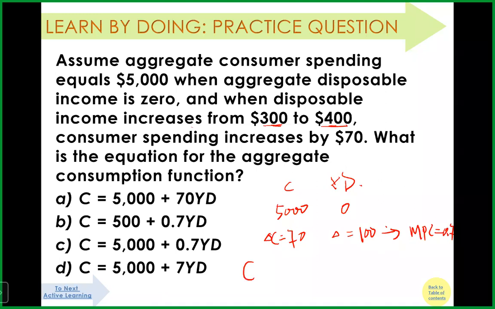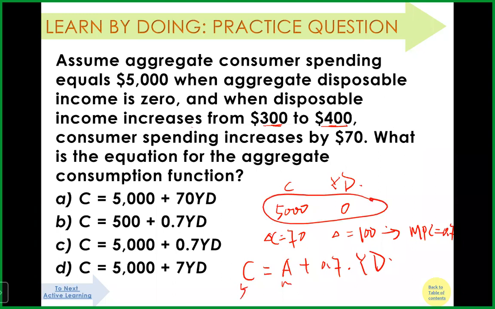Now the consumption function equals A plus 0.7 times YD. The only thing unknown is A, right? How are we going to find out A? Use this information. You just plug in 5,000 equals A plus 0.7 times 0, which implies A equals 5,000. Okay, and then immediately, which one is correct? C.